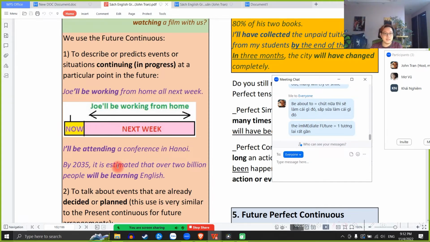By 2035, đến năm 2035, it is estimated that người ta ước tính rằng hơn 2 tỷ người sẽ đang lụi cụi học tiếng Anh. Tức là khi mà cái lúc 0 giờ ngày 1 tháng 1 năm 2035 thì người ta ước tính là có khoảng 2 tỷ người sẽ vẫn đang lụi cụi học IELTS, học tiếng Anh như thế. So it means that by New Year Day 2035, over 2 billion people will be like studying English.